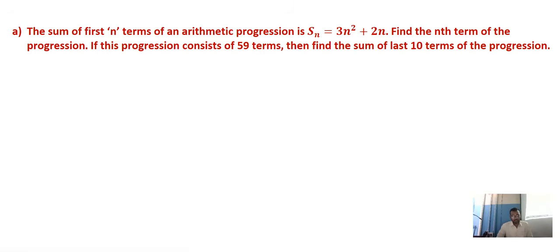The first question is here on the screen. The sum of first n terms of an AP is Sn equals 3n square plus 2n. Find the nth term of the progression. If this progression consists of 59 terms, then find the sum of the last 10 terms of the progression. Okay, look at this, students. Now, this question only may come, or questions related to this will come. That is for sure.